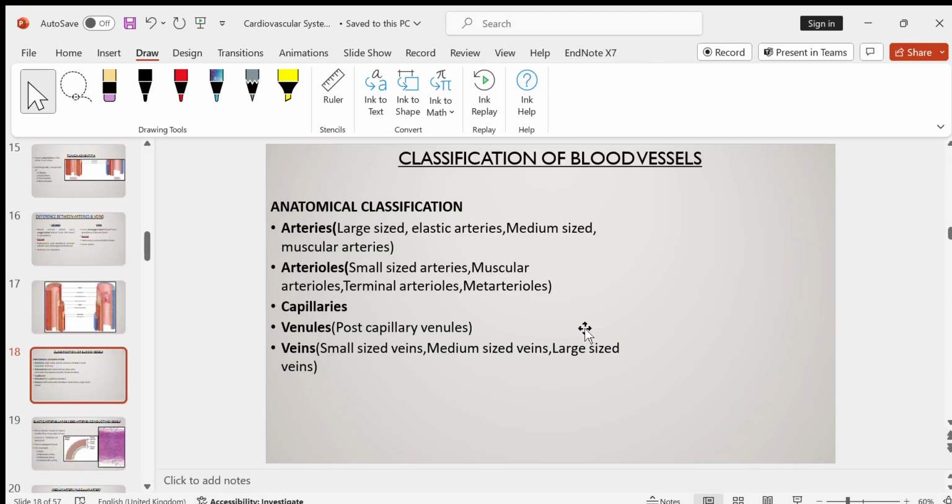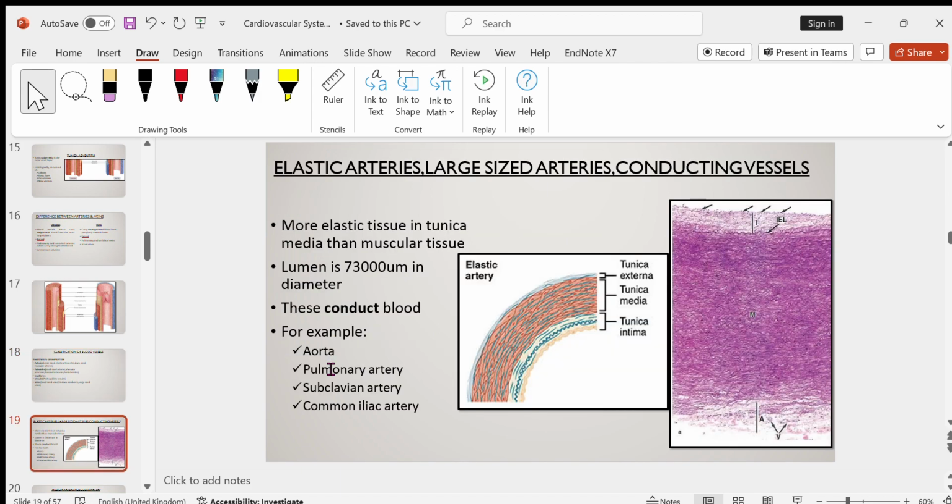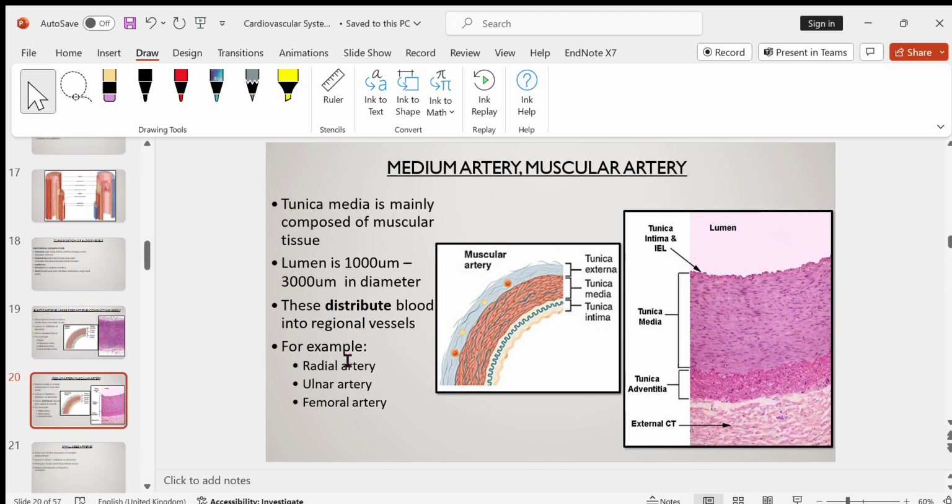Now we'll discuss the classification of blood vessels. The blood vessels are classified anatomically into arteries, arterioles, capillaries, venules, and veins. Elastic arteries or large arteries have a larger diameter, that is 73,000, and they conduct blood. Examples are the aorta, pulmonary artery, subclavian artery, and the common iliacs.